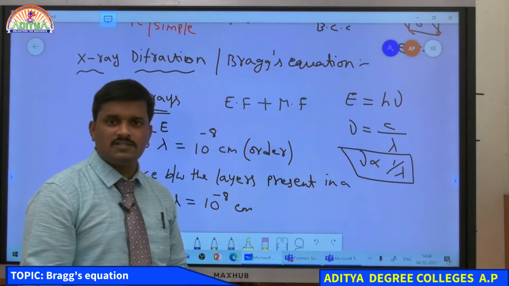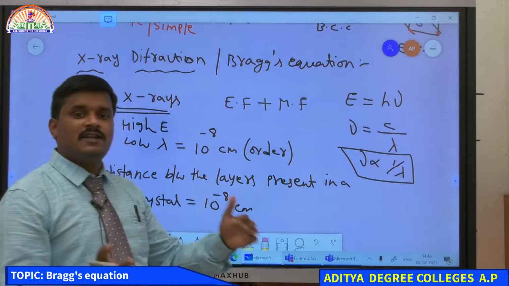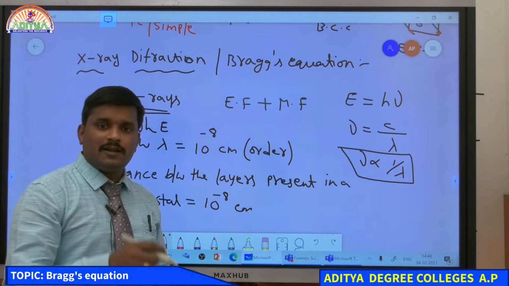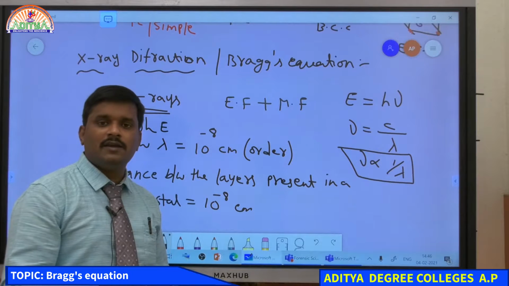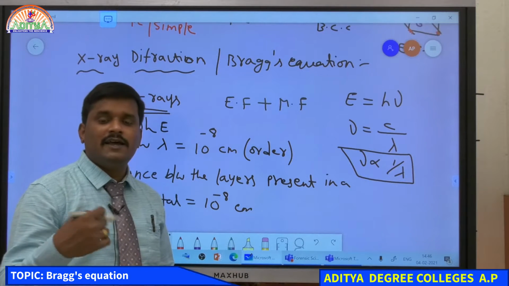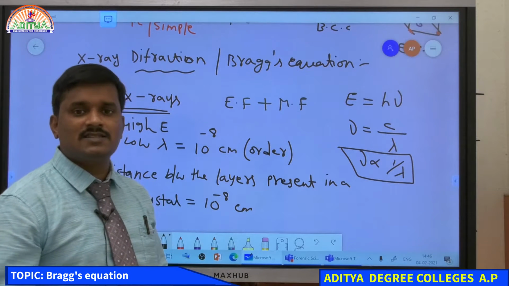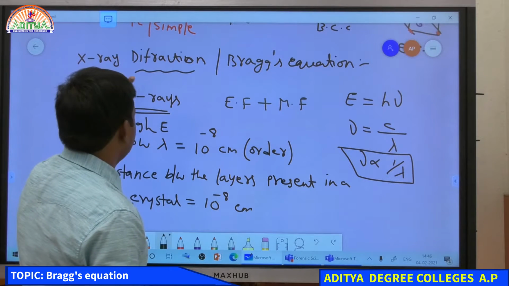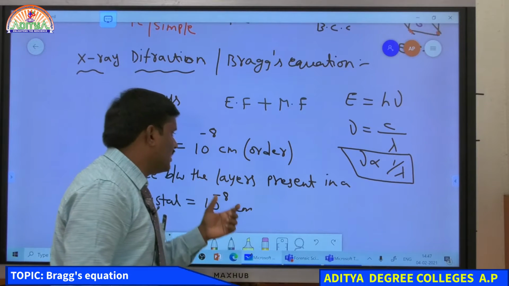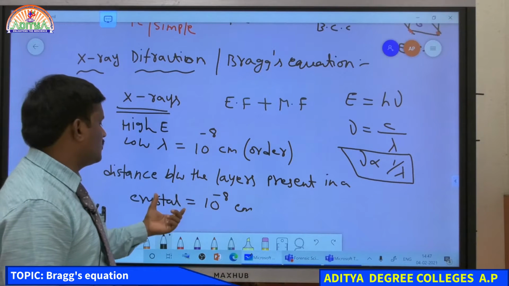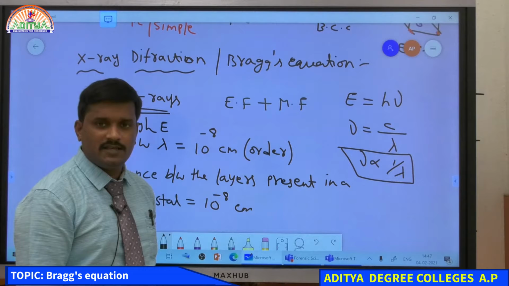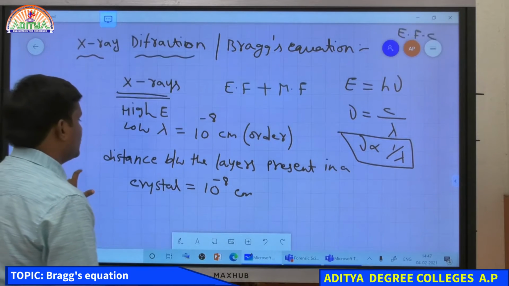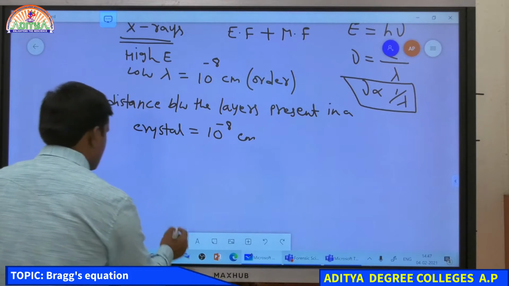So both are equal. That is why whenever X-rays are incident on a crystal, some of the X-rays penetrate into the crystal and the remaining fraction of the X-rays is diffracted. So it undergoes a transition with an angle, that is nothing but diffraction. X-rays undergo diffraction because the wavelength of X-rays is equal to the distance between the adjacent layers present in a crystal. So that is why X-rays are used to determine the structure of the crystal.